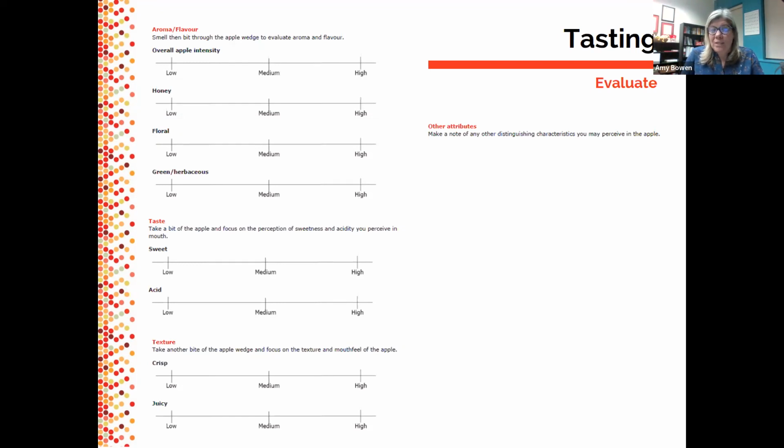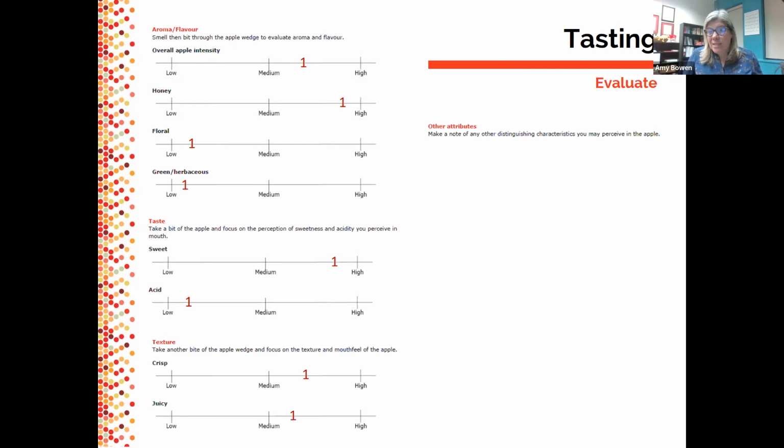So this sheet is just giving you an example. All your apples are labeled 1 to 6. So we could go through, and as you taste it, you'll get your flavors and you can say, okay, I can see that my apple number 1, I just made these up because we're going to taste them together, is medium high for overall apple intensity. It's pretty high for honey, pretty low for floral, and pretty low for green herbaceous. Taste, it's very sweet, but not very acidic. And texture, it's on the high end for both of those.